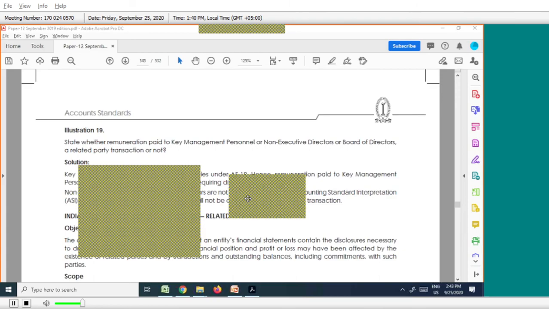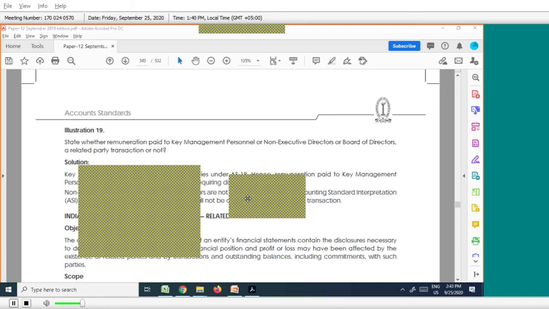KMP means related party or not a related party? Related. Not a related. Someone is messaging not related. KMP means they are related party only. That's what I discussed, that's what we discussed in the PowerPoint presentation. So they asked one question: state whether remuneration paid to KMP or non-executive director, board of director, is a related party transaction or not. Anything paid to KMP is a related party transaction.